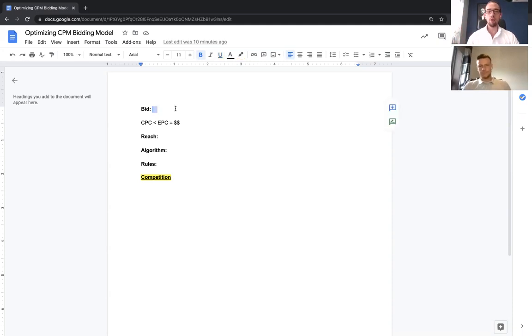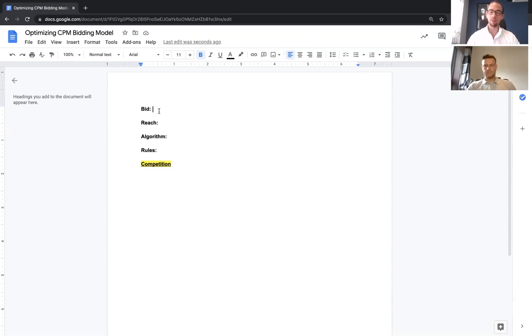So we have four distinguished topics, which will lead into competition, where obviously it's always about the competition. So we have the bid, the reach, the algorithm, and specific rules we set up to get into a position where we can media buy these CPM bidding models profitably, because that's obviously always the goal, to get to profits, preferably as soon as possible.